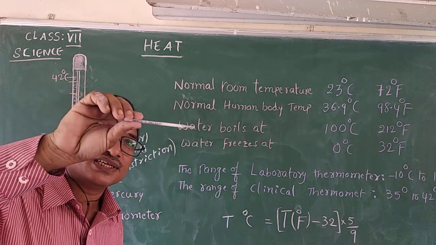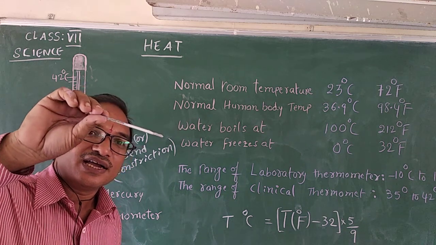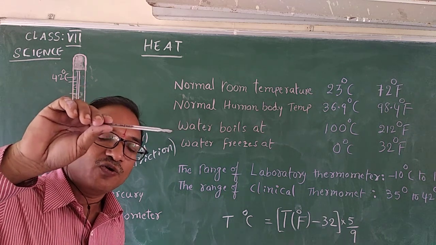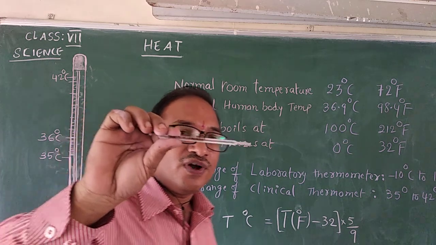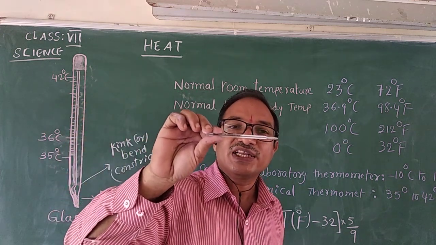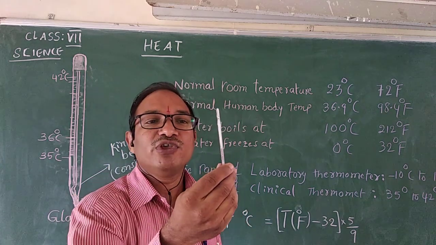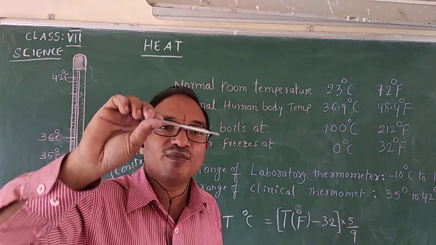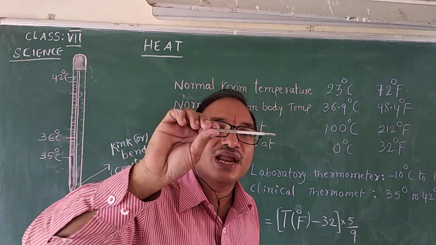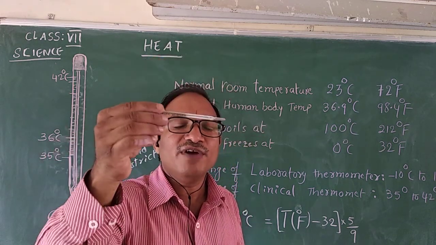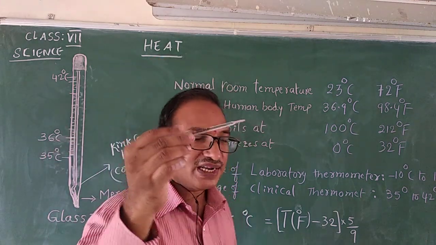This is called a clinical thermometer. To measure the temperature of the human body, we use this glass thermometer. This is called a mercury glass thermometer, right? How it works and all, I will tell you.